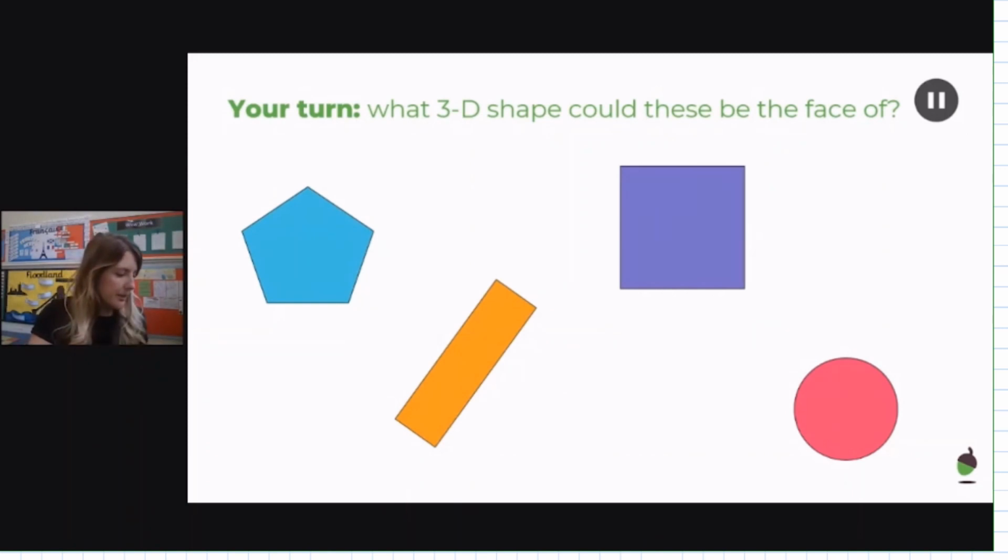So we'll start with the pentagon. We looked at it before. The pentagon could have been the face of a pentagonal prism. Now the rectangle is slightly more interesting. Well, we know definitely that it could be the face of a cuboid because they have 4 rectangles. But remember also, a triangular prism can have rectangular faces. And then also, if I think about my hexagonal prism, that's made up of 2 hexagons, but also rectangular faces. So there's lots of possibilities here.